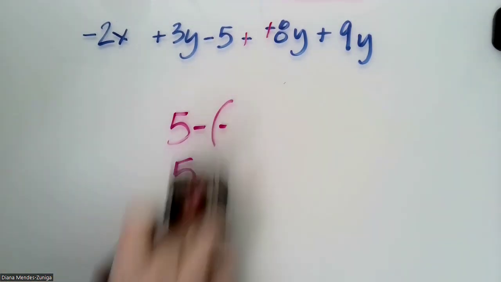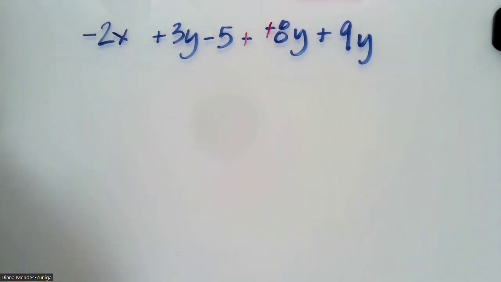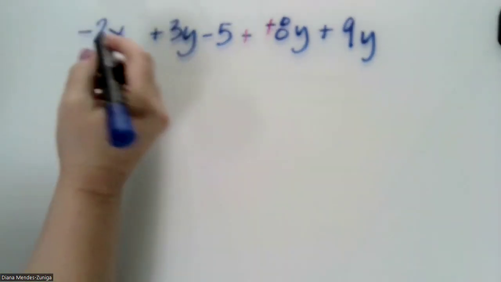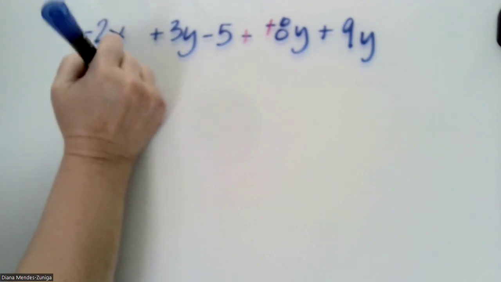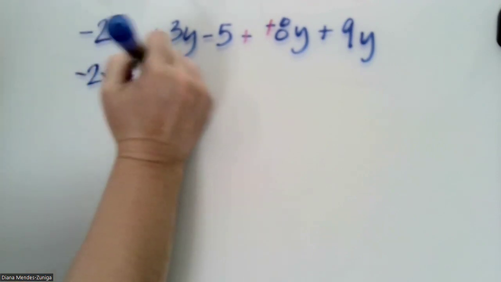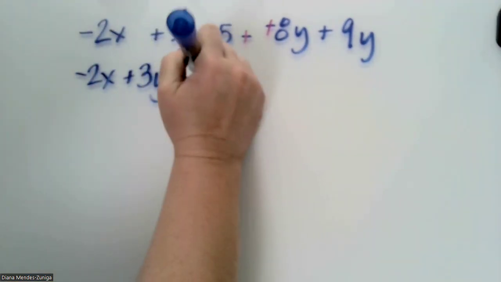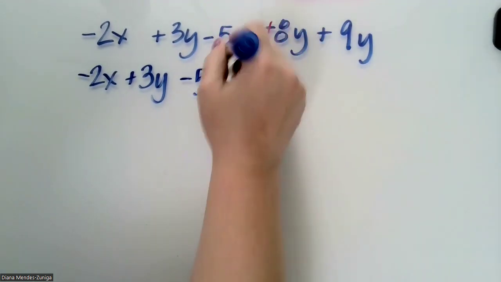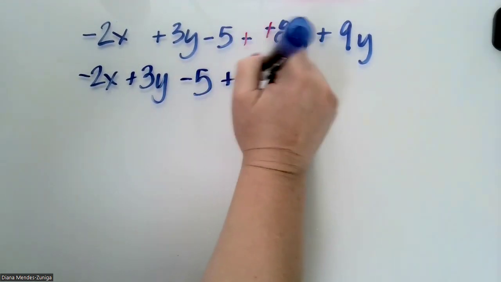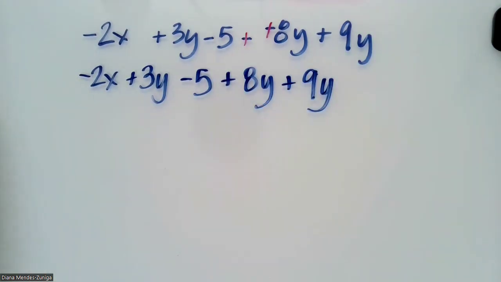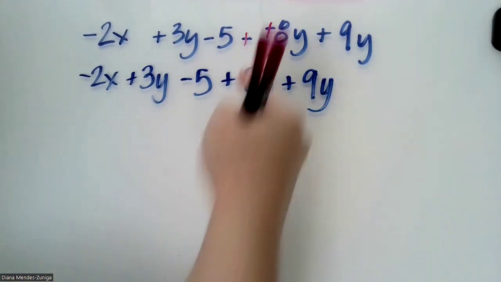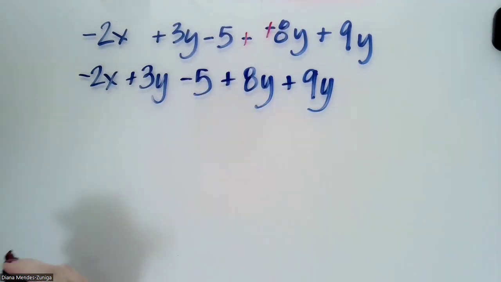Okay, so we can rewrite this problem. Let's just rewrite this problem in its correct form now that we've changed that. And it would be -2x plus 3y minus 5, and let's do this plus 8y and plus 9y. That is how that changes. You add that change in there, and those two negatives now become a positive.